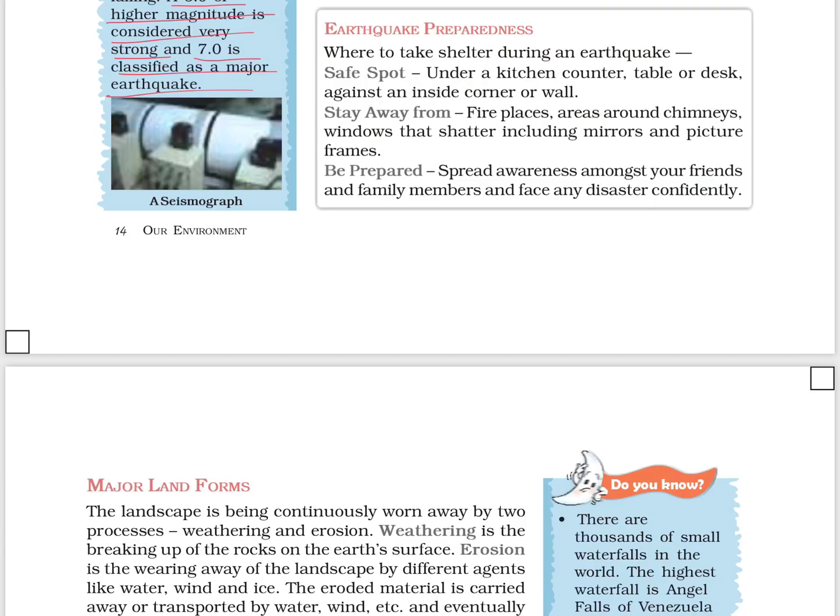So here we have some precautions of earthquakes which is important in the disaster management point of view. Safe spot, stay away from fire and all, be prepared.